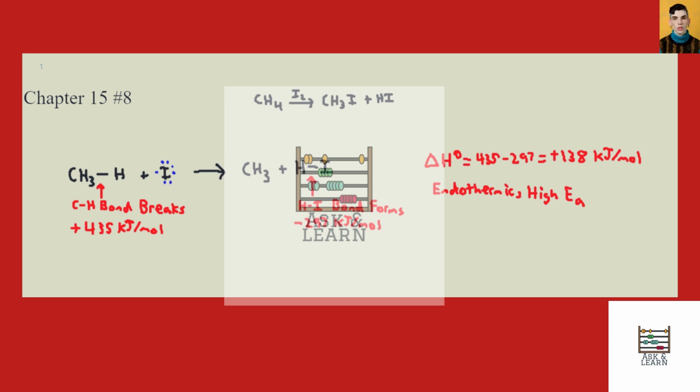This is the answer to Chapter 15, problem number 8 from the Smith Organic Chemistry textbook. And this problem is asking us to calculate the energy from the rate determining step of the free radical iodinization of methane to make methyl iodide and hydroiodic acid.